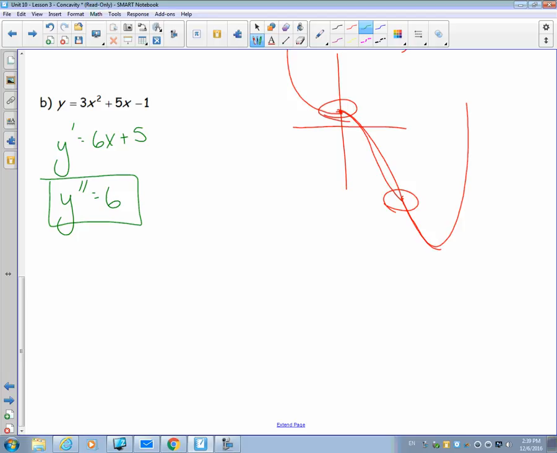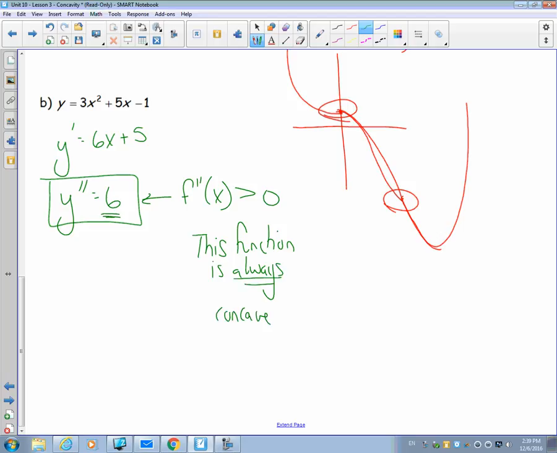The fact that f double prime is greater than 0 all the time, it's a positive 6, tells us this function is always concave up. That's up because it's positive. Okay. I'm hoping you would recognize what this function is. It's a quadratic. And this quadratic opens up.